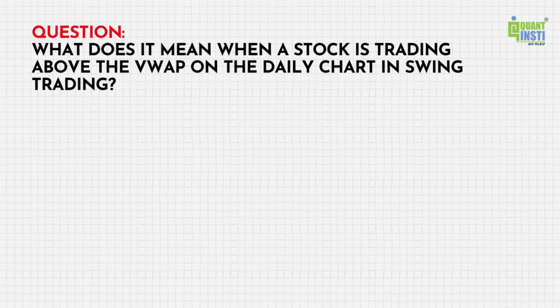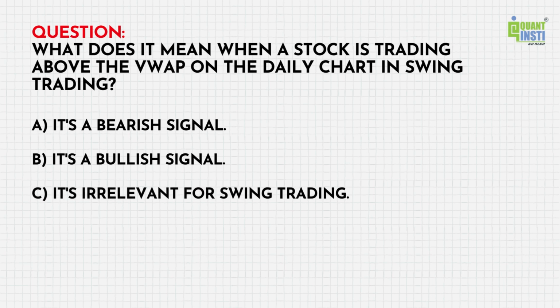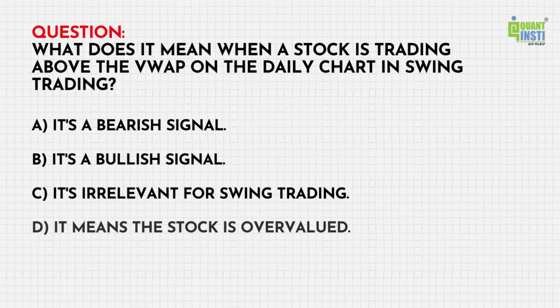Before we begin, can you answer this question? What does it mean when a stock is trading above the VWAP on the daily chart in swing trading? A. It's a bearish signal. B. It's a bullish signal. C. It's irrelevant for swing trading. D. It means the stock is overvalued.